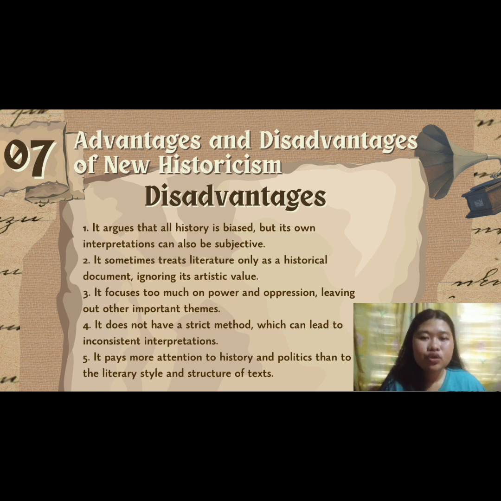So, with that, New Historicism proves to be a valuable approach to literary analysis by linking literature to history, politics, and culture. It challenges absolute truth and highlights the influence of perspective on history. However, it can sometimes overlook artistic elements, focus too much on power struggles, and lack a clear method. Despite these drawbacks, it remains a useful tool for understanding the deeper connections between literature and society.